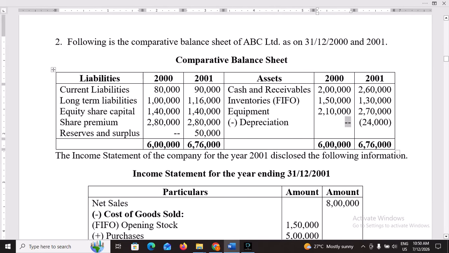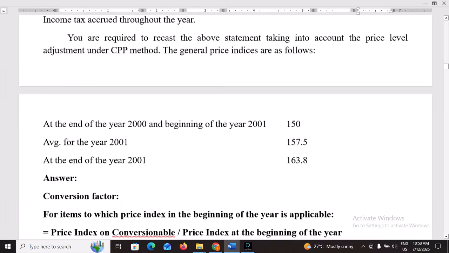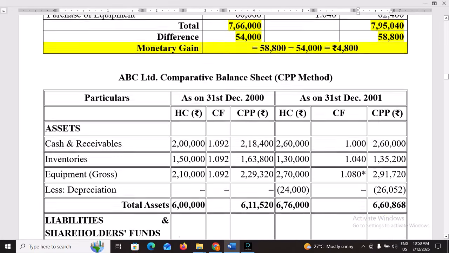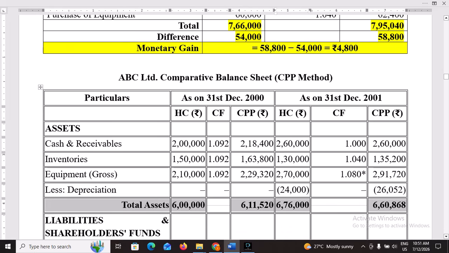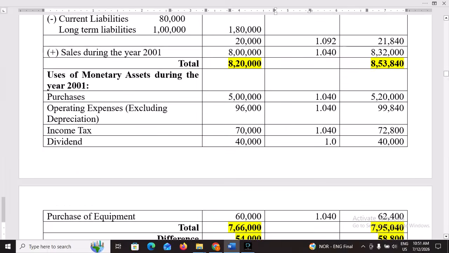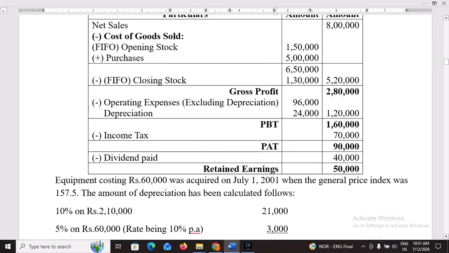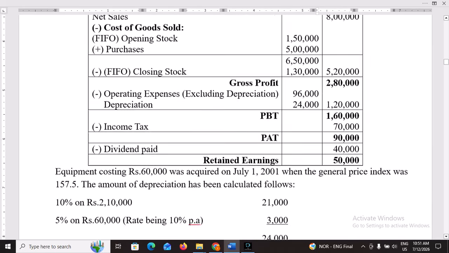Depreciation: opening minus closing is 24,000. Starting 24,000, we will see the conversion factor later. Next, total assets. Opening: 2 lakh plus 1,50,000 plus 2,10,000 is 6 lakh. Closing: 2,60,000 plus 1,30,000 plus 2,70,000 minus 24,000 is 6,76,000. The historical cost column is the same balance sheet. Done.